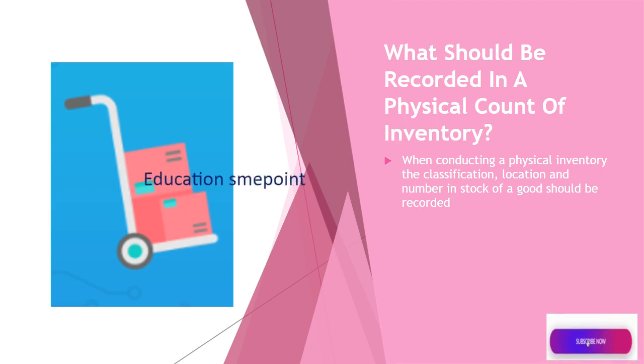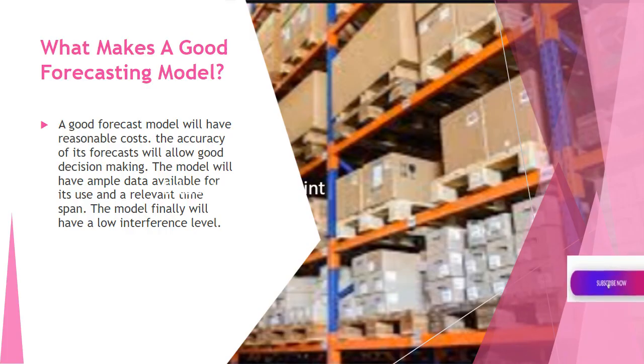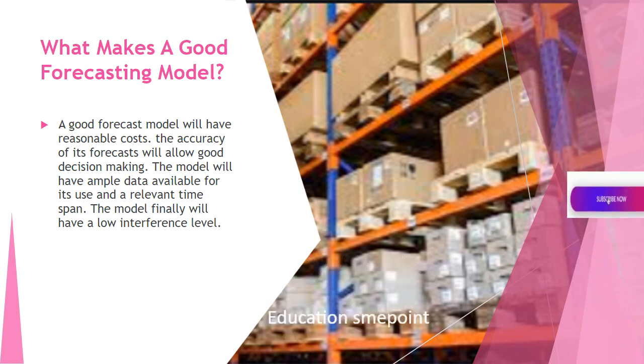What should be recorded in a physical count of inventory? When conducting a physical inventory, the classification, location, and number in stock of a good should be recorded. What makes a good forecasting model? A good forecast model will have reasonable costs. The accuracy of its forecasts will allow good decision making. The model will have ample data available for its use and a relevant time span. The model finally will have a low interference level.